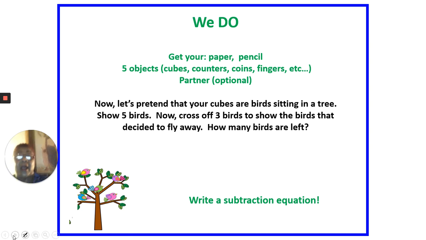Now, I want you to go and get your paper. It should be right beside you. Get your paper and pencil and have your objects beside you as well. If you could not find 5, remember you can always use your fingers. Now, let's pretend that your cubes are birds sitting in a tree. Show 5 birds.